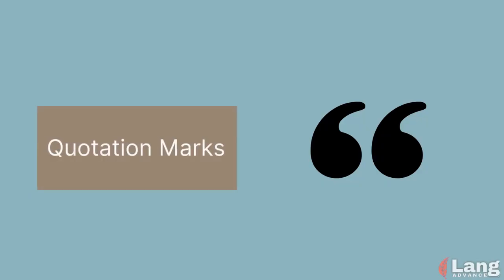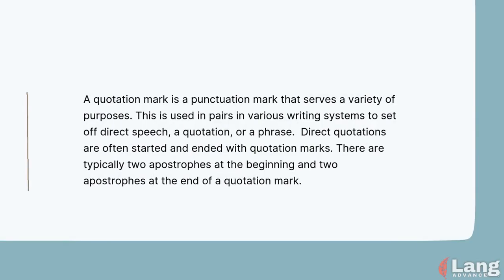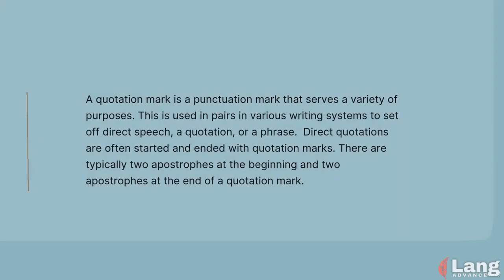Quotation marks. A quotation mark is a punctuation mark that serves a variety of purposes. This is used in pairs in various writing systems to set off direct speech, a quotation, or a phrase. Direct quotations are often started and ended with quotation marks. There are typically 2 apostrophes at the beginning and 2 apostrophes at the end of a quotation.